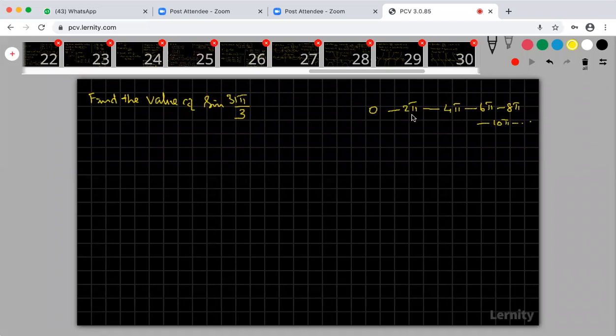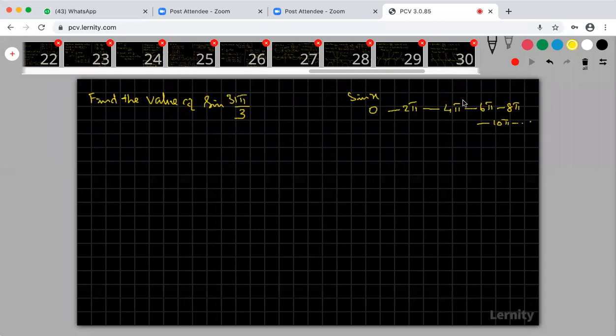2 pi means 360 degree or 2 pi radian. The 0 to 2 pi values are different, but the 2 pi to 4 pi sine values, and cos also, are the same. The same 0 to 2 pi values are going to repeat again from 4 pi to 6 pi. That is one cycle, one revolution.